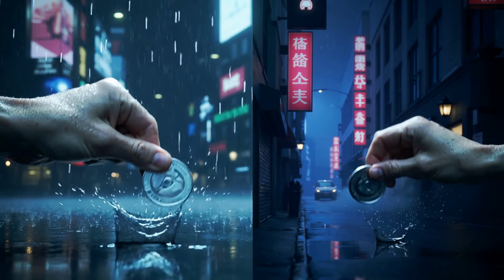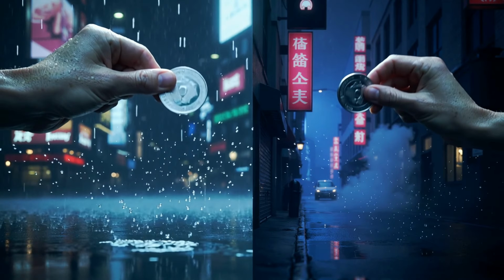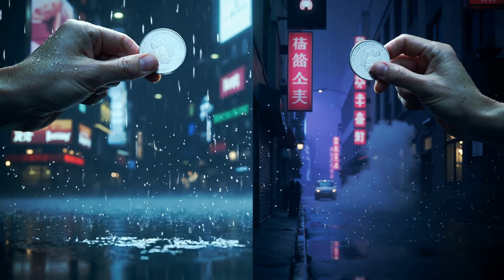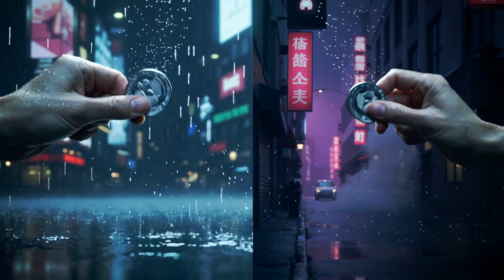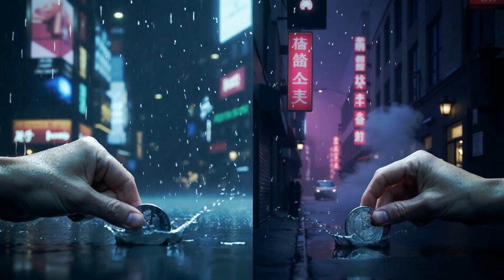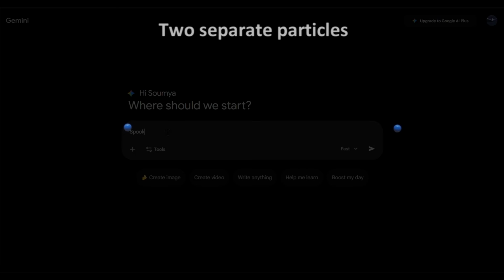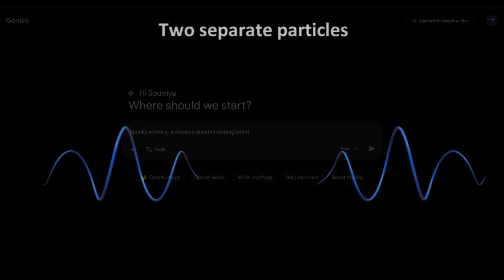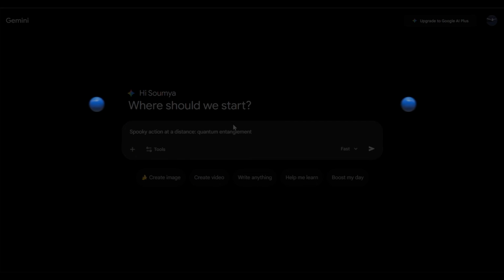Imagine for a moment that you are holding two coins. You flip them. One is in New York, the other in Tokyo. They land on heads at the exact same instant. Always. Einstein called this spooky action at a distance. We call it quantum entanglement.